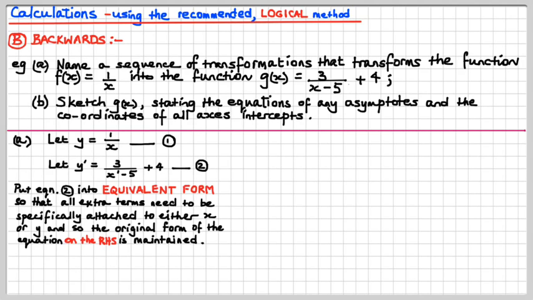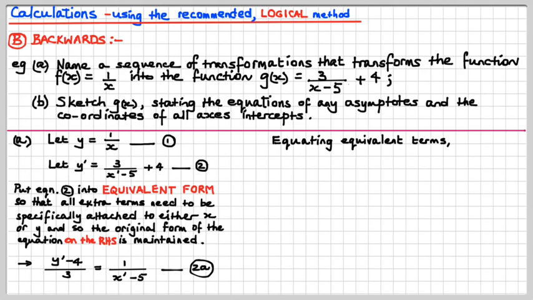So, put equation 2 into equivalent form so that all the extra terms, that's the 3 and the 4 and the 5, are specifically attached to either an x or a y, and so the original form of the equation on the right hand side is preserved or maintained. The minus 5 belongs to the x, no doubt, but these guys are a bit dodgy. They don't belong specifically to an x or a y term. So that's the way I've rearranged it. I've basically subtracted 4 from both sides and divided both sides by 3 to get that. Now it's very obvious that all those extra terms are belonging to x's or y's.